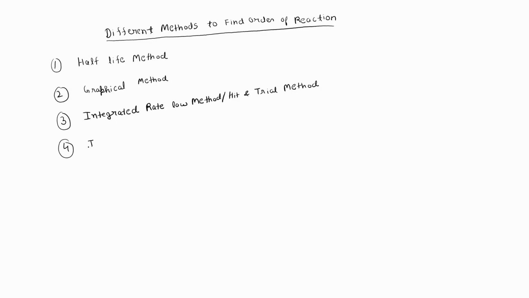Then the initial rate method. This method I have actually covered in lecture 3, I guess. Before that lecture, I had already covered the rate law expression. We need only the rate expression to find the order of reaction from the initial rate method. That's why we covered this method initially in the third lecture. So this is already covered, and we will talk about these three methods in today's lecture.